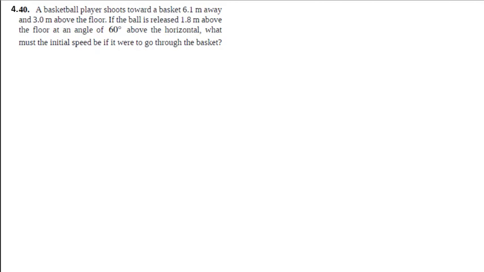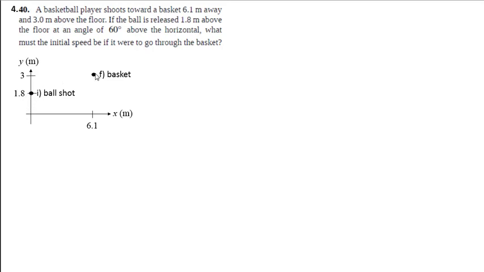Here we have OpenStax Chapter 4, number 40. I'm going to start by drawing a picture to locate where my initial event and my final event are based on these coordinates. Here I just have my y axis and my x axis, and my ball is going to be shot at this initial position at x equals 0 and y equals 1.8.